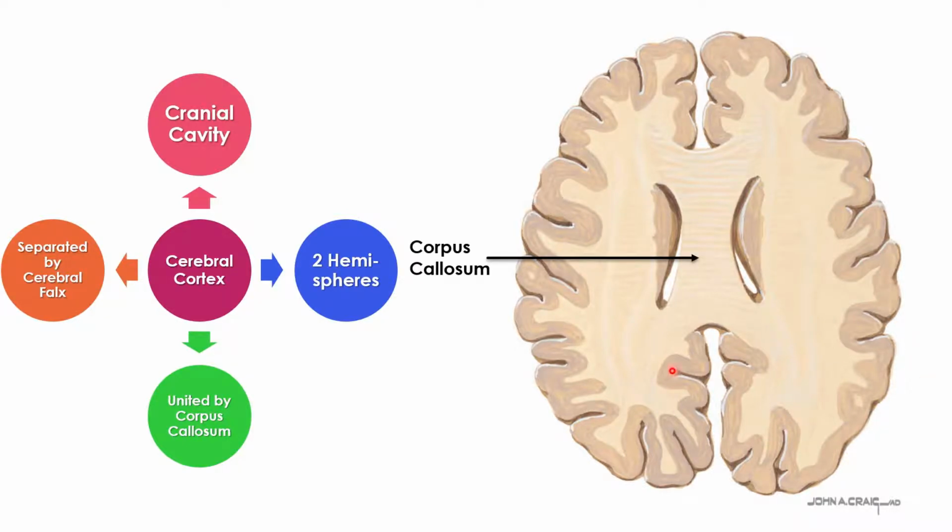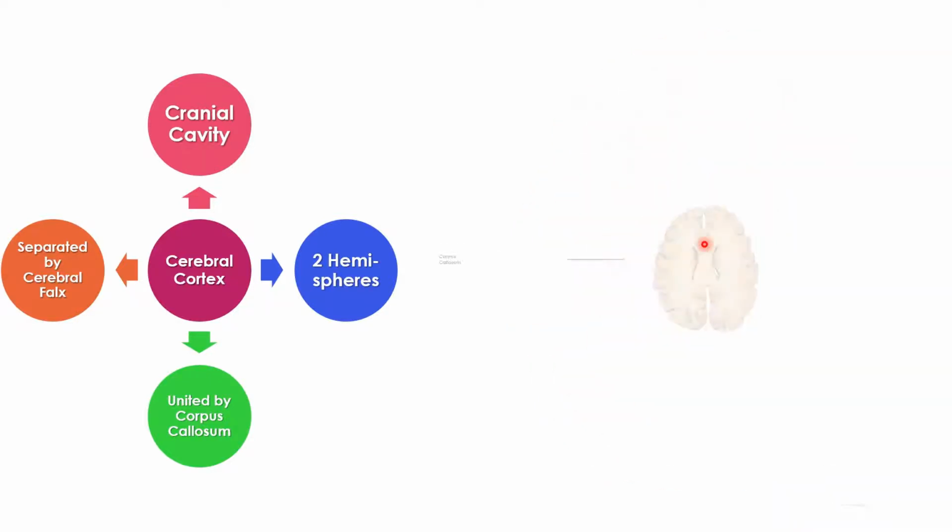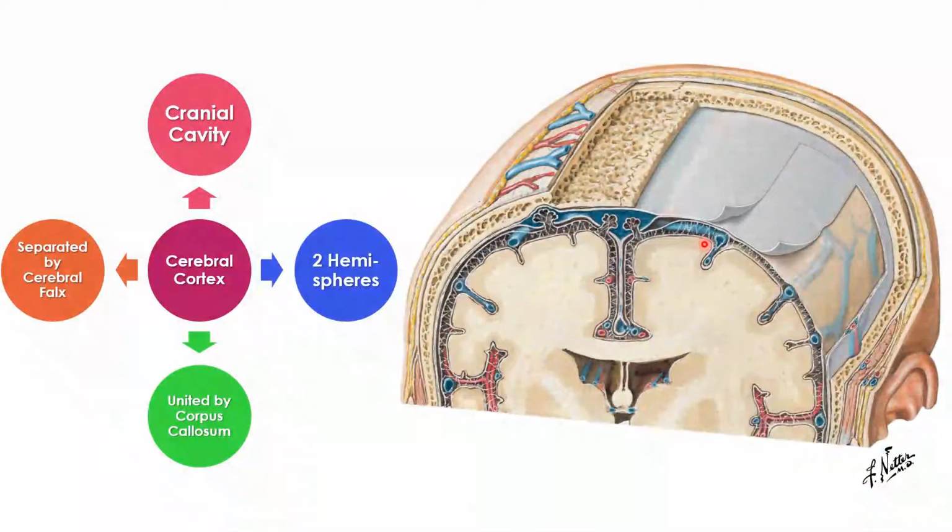In this transverse section of the brain, we see the two cerebral hemispheres, and in between is the corpus callosum, which connects them for integration and coordination. The cerebral hemispheres are separated by the falx cerebri, which is present in the longitudinal fissure. We can see in this image that the whole cerebral hemisphere is situated in the cranial cavity, and the longitudinal fissure is between the two cerebral hemispheres. In this longitudinal fissure resides the falx cerebri.